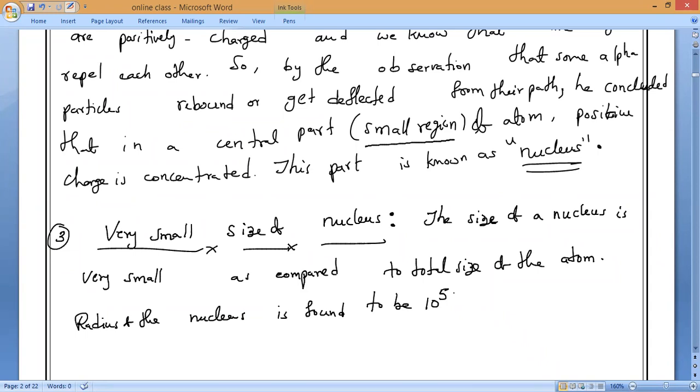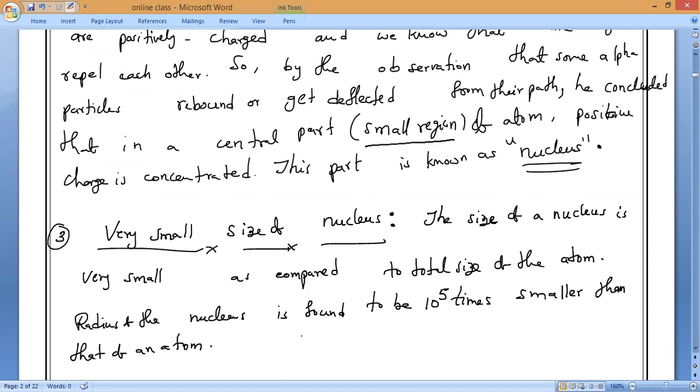What do you mean by 10 power 5? 1 lakh. Have you noticed it, all of you? Yes, sir. 10 power 5 times smaller. 10 power 5 times means how many times smaller is the nucleus? 1 lakh times almost. Understanding? So 1 lakh times smaller than that of an atom. Everyone clear?